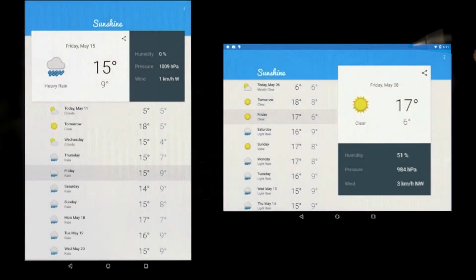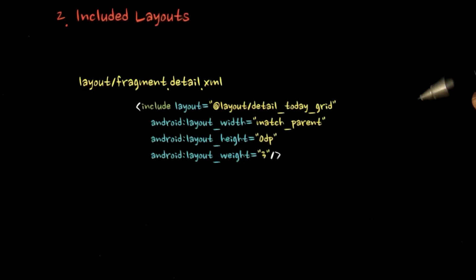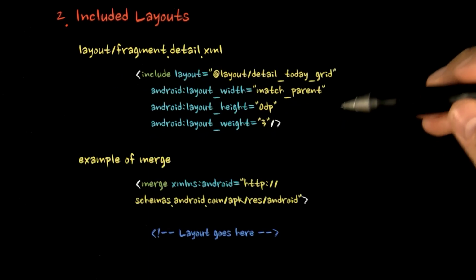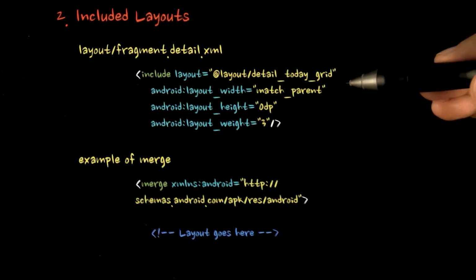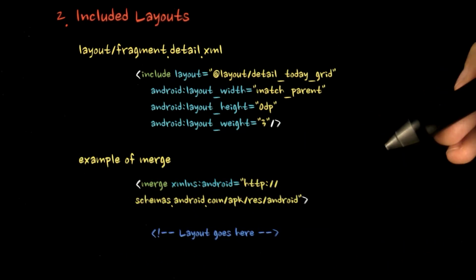The second thing we take advantage of is layout reuse using the include tag. We can see that our portrait and landscape detail fragment use the same views. The fragment detail view contains these included layouts already. Note that we can assign new layout parameters when we include the layout. We're not using this in Sunshine, but we can avoid adding an extra container when we include the layout by using the merge tag in the layout to be included.